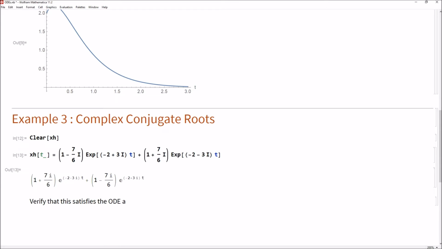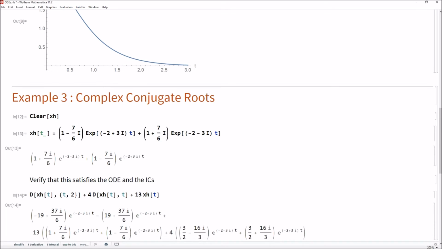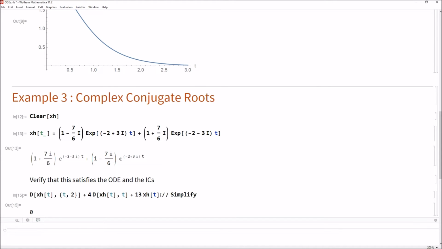And again, just for giggles, let's go ahead and verify that this satisfies the ODE and the initial conditions. So in our case, what was our ODE? I think it was the second derivative of x with respect to t, plus 4 times x dot of t, plus 13 times x of t, and this thing was supposed to be 0. So shift enter that. Well, maybe it didn't look so great, so let's simplify this expression, have it combine terms, and yes, that definitely does equal 0.